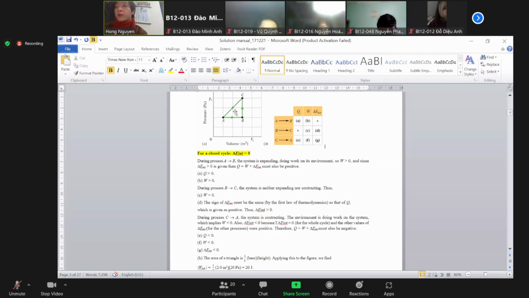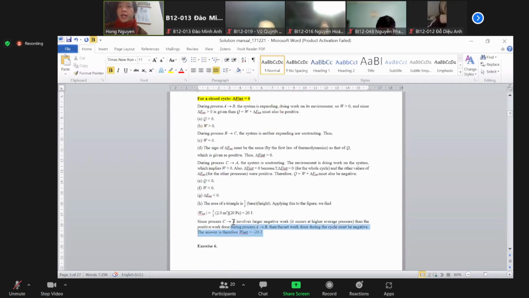Actually, the net work done is the area of this triangle, which is the sum of the work done by process CA, okay, this area, plus the work done by AB, so this area. But if you see, CA has a negative sign, right? Plus BA have a positive sign. So here, this should have a negative sign at the end.